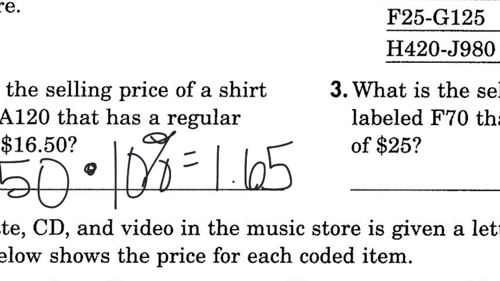So I'm going to write this in a different color so you can see it. I'm going to take $16.50 minus $1.65, and that equals $14.85. Now I'm going to move this over here. $16.50, and I'm going to subtract $1.65, and that gives me $14.85. So, following what I did on problem number 2, you're going to do problem number 3.